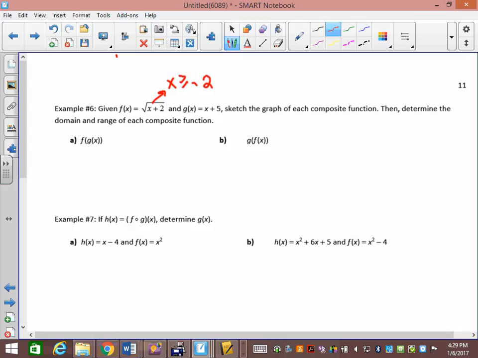So I have f of g of x. The first thing I'm going to do is replace the g of x. So I'm going to get f of x plus 5. So that means this little x here, I'm going to replace on the f of x with x plus 5. So I'm going to get square root. Instead of just the x, I'm going to replace it with x plus 5. And then there's still the plus 2 at the back. So now I get square root x plus 7.